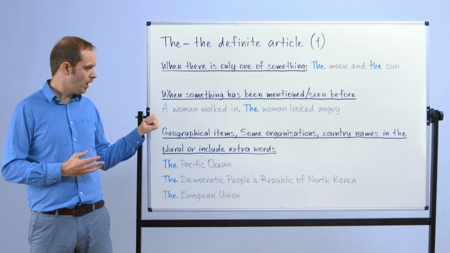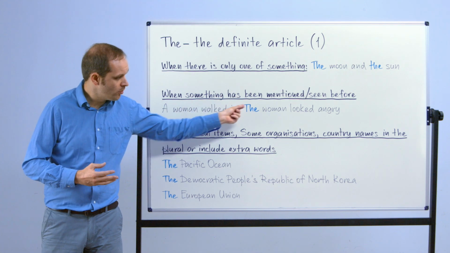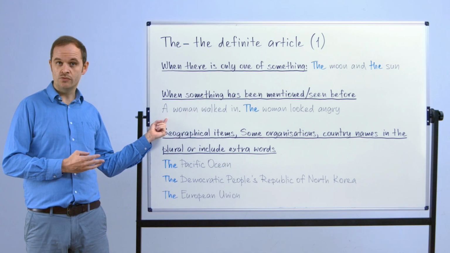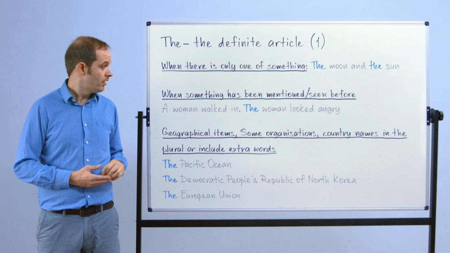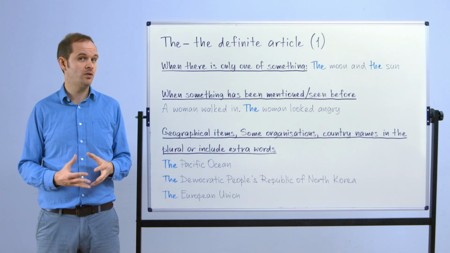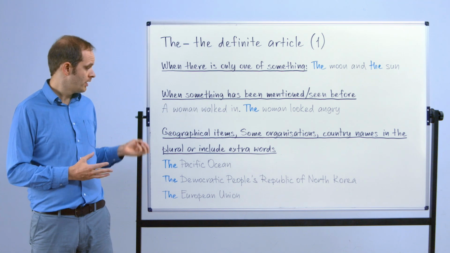Also, when something has been mentioned or seen before, for example in a story, we use the. For example, a woman walked in. The woman looked angry. So as you can see, the first time we see this woman here, we use a, and the second time we use the definite article, because now we know which woman we're talking about.